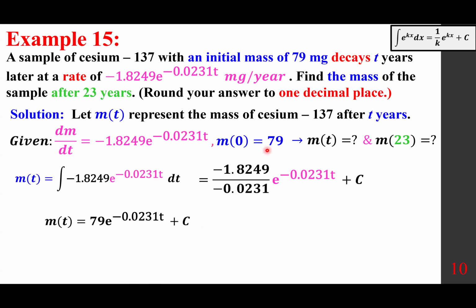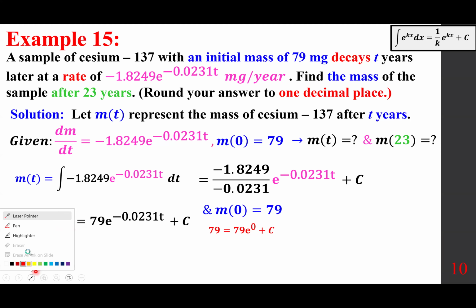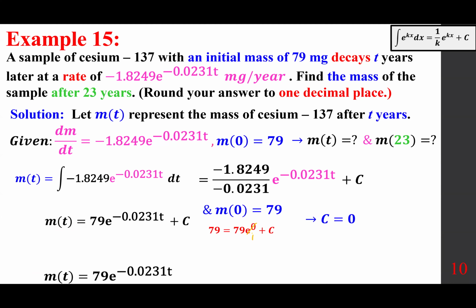If m of 0 is 79, that means replace the t with 0 and m of t with 79, and you find the c. So this is 1. So 79 times 1 is 79, plus what number is 79? Plus 0, so c is 0. So this is m of t. So again, we have the general solution, a family of functions, and we have only one of them with the help of this initial value.